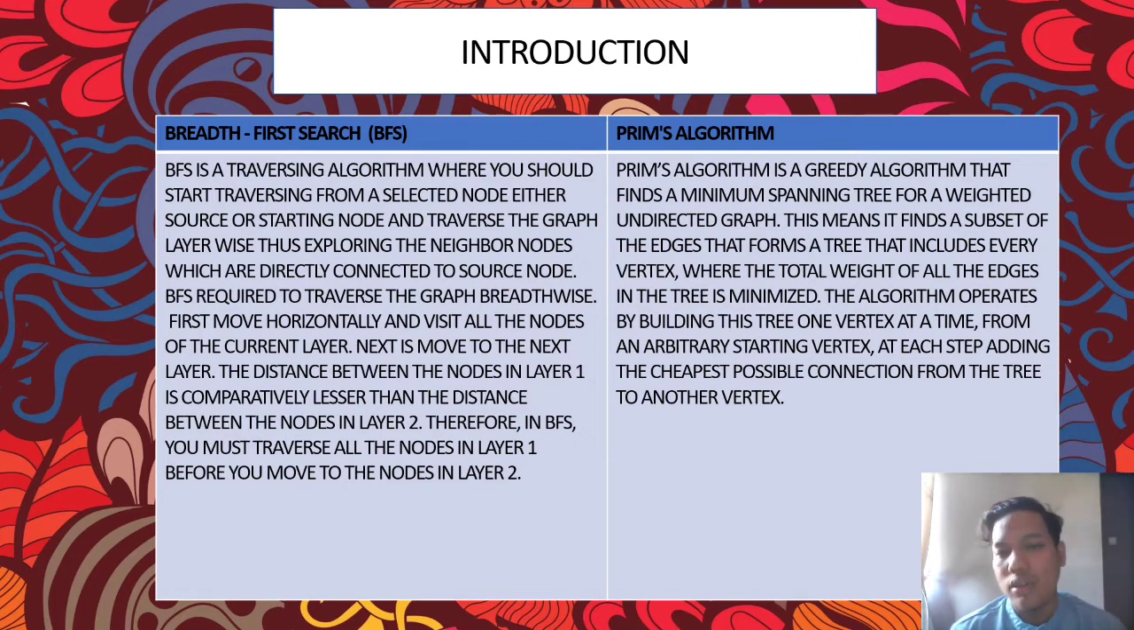What is Prim's algorithm? Prim's algorithm is a greedy algorithm that finds a minimum spanning tree for a weighted undirected graph. This means it finds a subset of the edges that forms a tree that includes every vertex, where the total weight of all the edges in the tree is minimized. The algorithm operates by building this tree one vertex at a time from an arbitrary starting vertex. At each step, it adds the cheapest possible connection from the tree to another vertex.